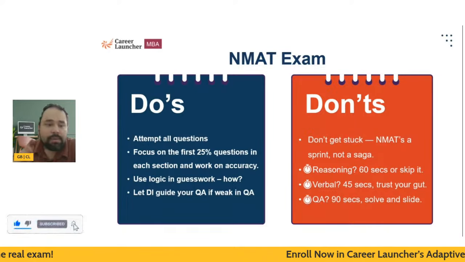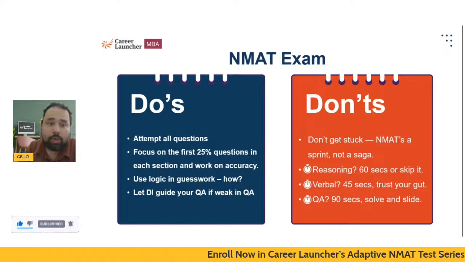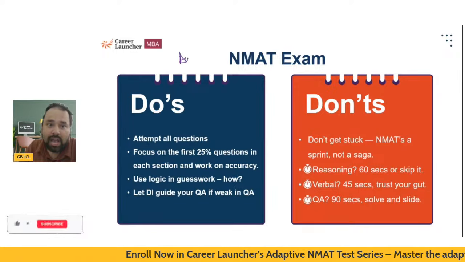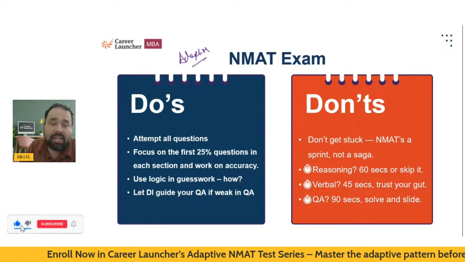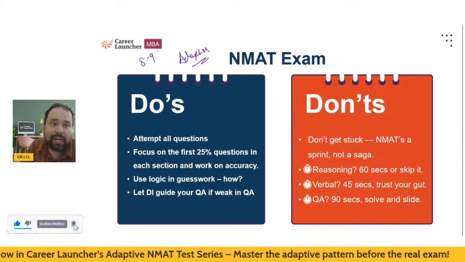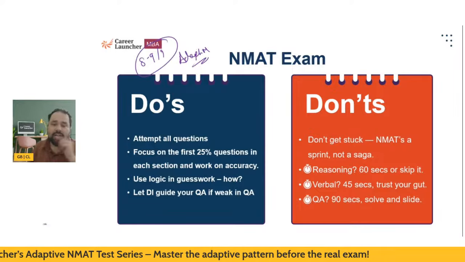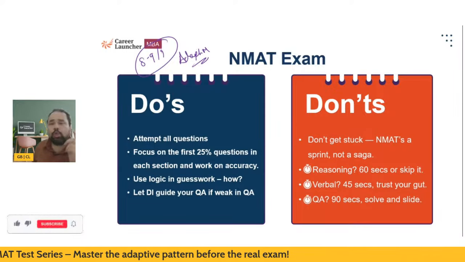First 25% of the questions in each section are very important from an adaptive perspective. I have already explained that to you. Please try and ensure that at least 8 or 9 out of the first 9 are correct, it will help a lot. Use logic in guesswork.